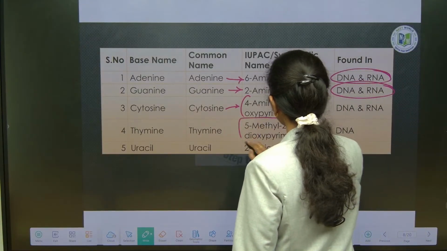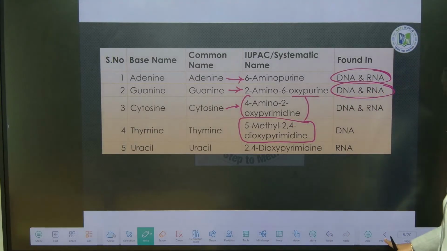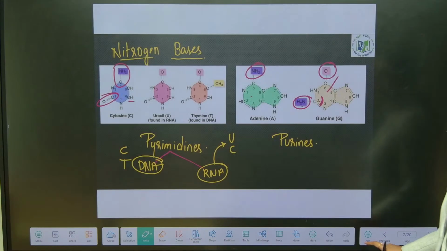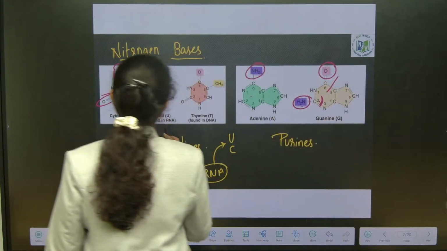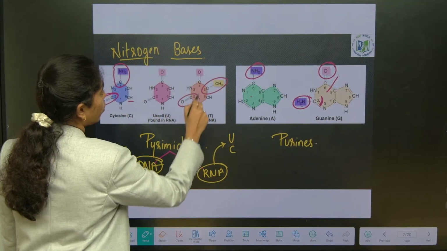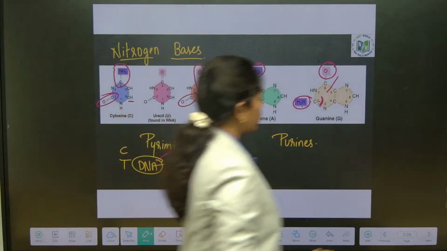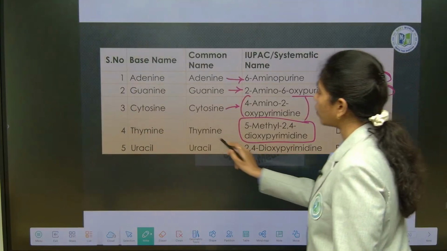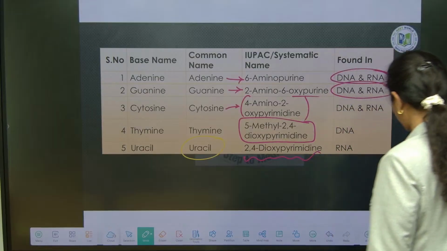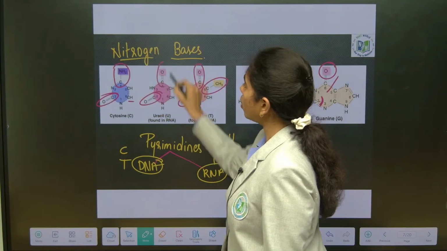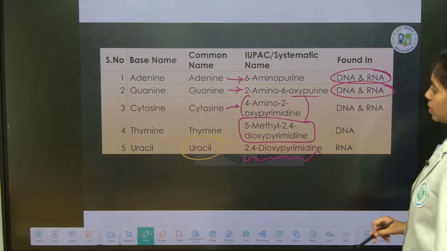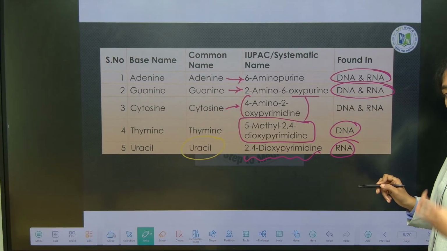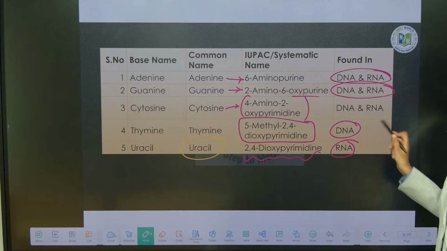Then thymine, 5-methyl-2,4-dioxypyrimidine. Can you see here 5-methyl-2,4-dioxypyrimidine? Then we have uracil, which is 2,4-dioxypyrimidine. Remember, all the structure is not important, but IUPAC names are also important. You can remember this in reference with the structures. Take down, quick.